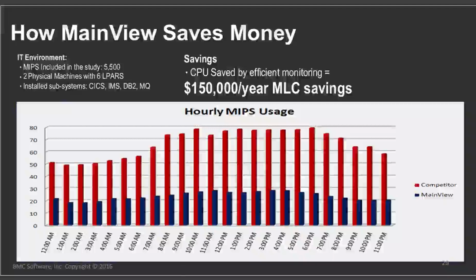So just some quick examples. This was a site of about 5,500 MIPS. They brought in Mainview. They had another monitor. They compared the overhead of the two. And as you can see, if you want a rule of thumb, Mainview will be 30 to 50% less CPU than other monitors. So in their case, that worked out to an MLC savings, just looking at the software MLC savings, of about $150,000 a year.